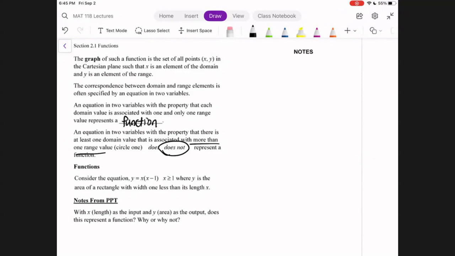So consider the equation y equals x times x minus 1. Okay. So this is fine, I can represent this as a function. Okay. There's no issue here. Okay. And if you think about it, for whatever I plug in, y is only going to be equal to one value. Y can't be two different values, okay? And one reason for that is this says y equals x times x minus 1.